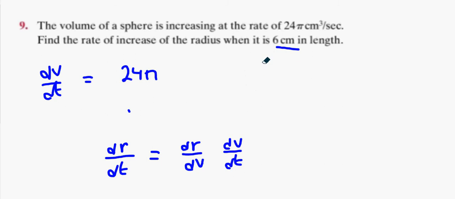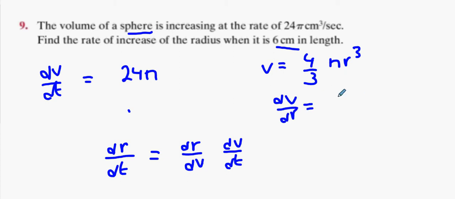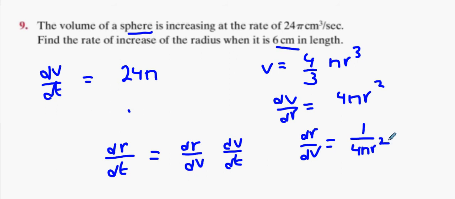Let's see what we can do with it. What shape is it? Sphere. Volume of a sphere is 4/3 pi r cubed. Then what's dV/dr? 4 pi r squared. Using that logic, what is dr/dV? dr/dV is 1 divided by 4 pi r squared. Everybody see what I did?